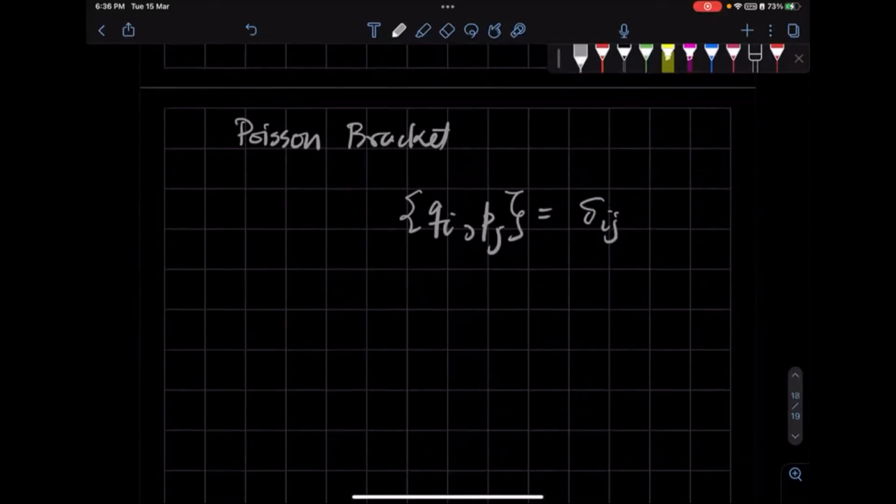So what is a Poisson bracket? In general, suppose you have a function.